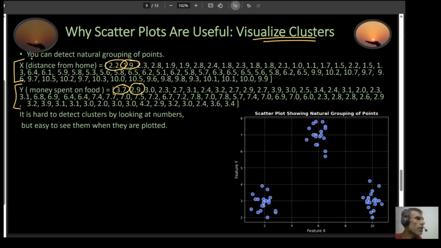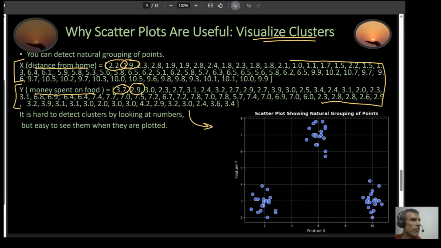Let's say your X could represent the distance from home, how far an employee's home is from his office. And Y could be the amount of money they spend on food. We're trying to determine whether there is any relation between them. Just by looking at this data, it can be hard to tell if there's any relationship. But what if we plot them?